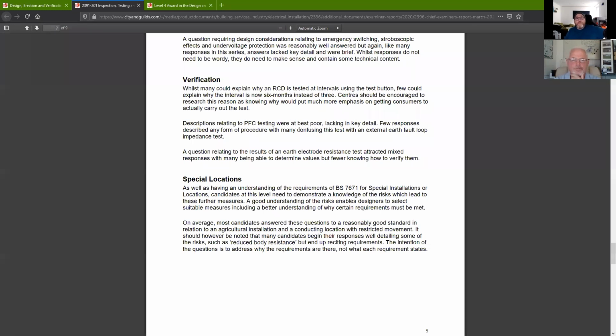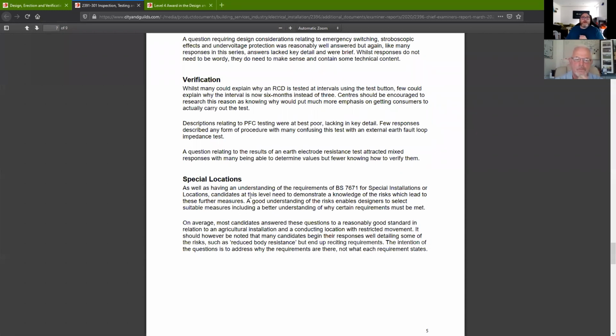Descriptions related to PFC testing were at best poor, lacking in key detail. Few responses described any form of procedure, with many confusing this test with an external earth fault loop impedance test. Crikey. The question relating to the results of an earth electrode resistance test attracted mixed responses, with many being able to determine values, but fewer knowing how to verify them. So it's a little bit of information, a little bit of understanding, is what's happening here. Again, it's a test that very few people do. And so they're going to Guidance Note 3 and they're writing what they're seeing instead of explaining what they're seeing. Huge difference.